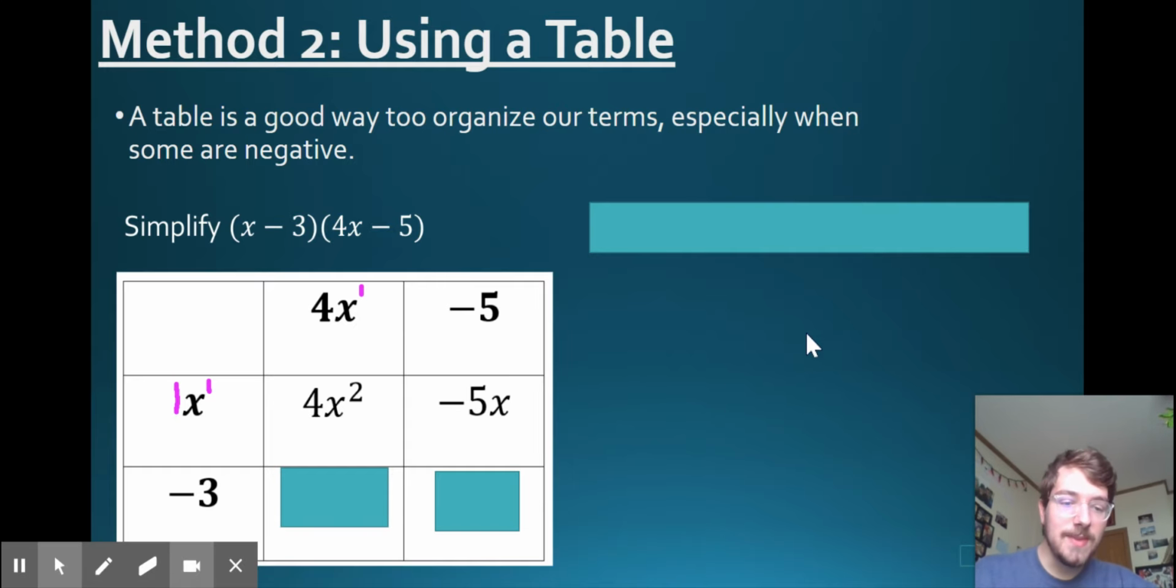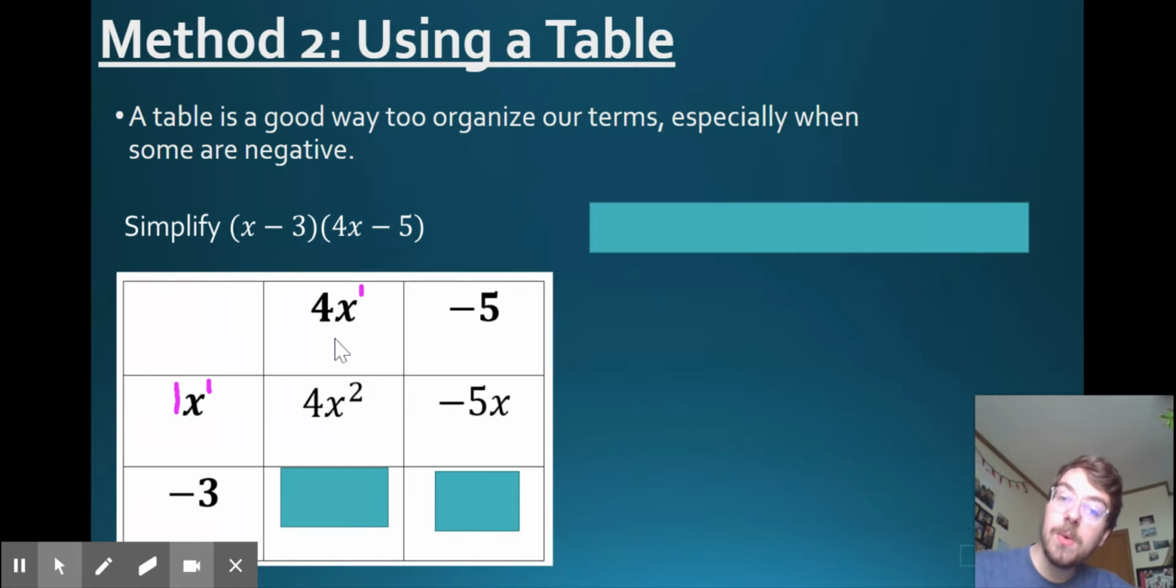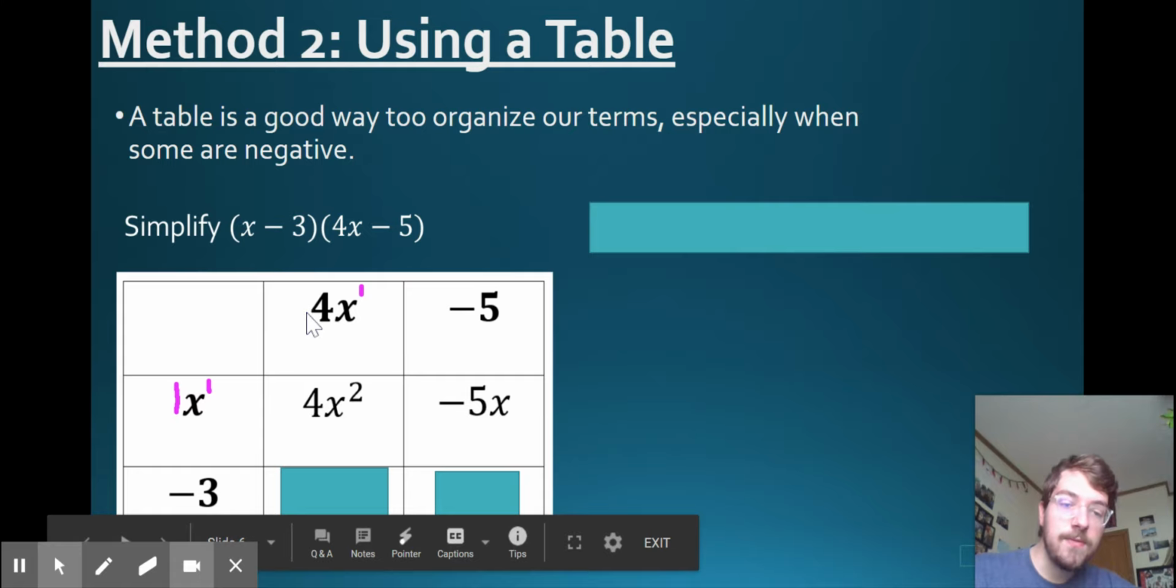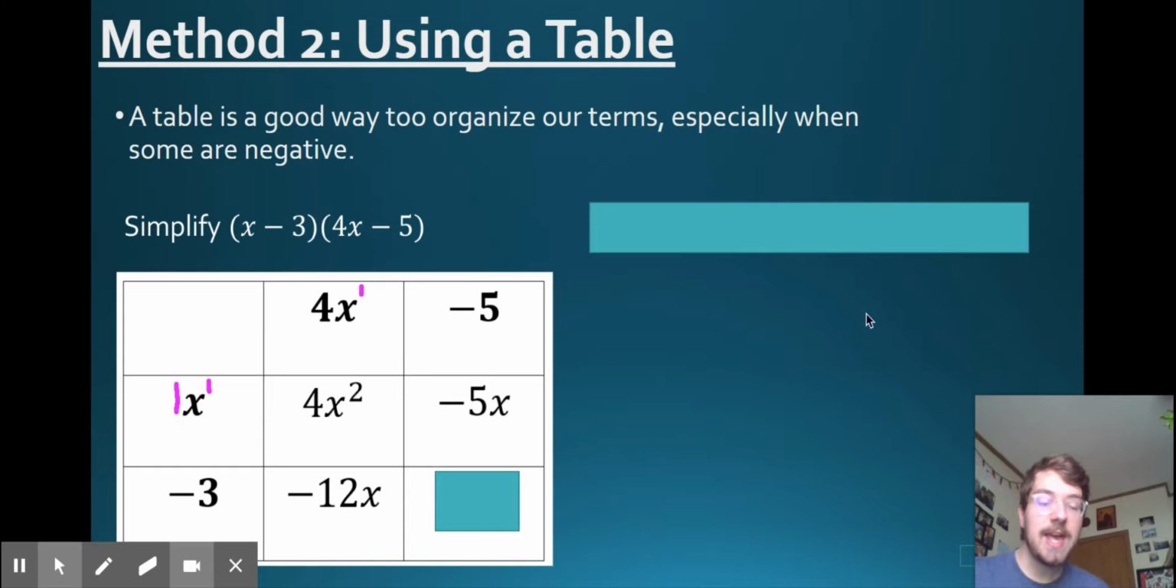And then same thing for the row down here. So I'm going to do negative 3 times 4x. So I'm going to multiply my coefficients, negative 3 and 4. So I should have negative 12. And only this 4 has an x. So I'm just going to slap that x on. So I should have negative 12x. And the last corner, I have to multiply my two numbers, negative 3 and negative 5, which should give me positive 15.